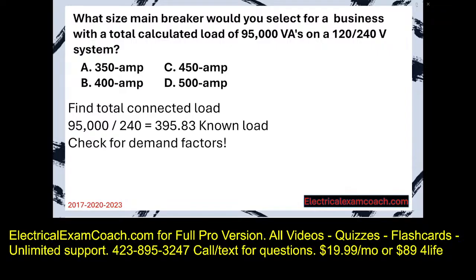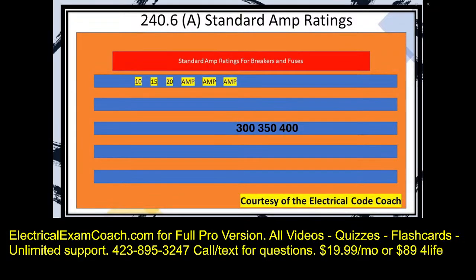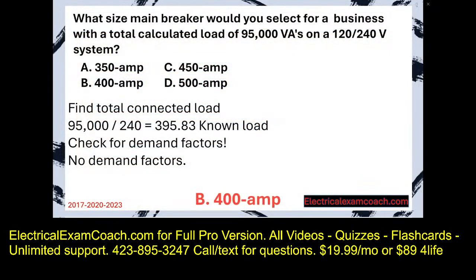Now we check for demand factors. And whether it's a home or a business, all the demand factors were already performed to get that original 95,000 number. So there are no more demand factors. Now we head to table 240.6(A), and we choose the next standard size breaker. And this would be a 400 amp breaker.